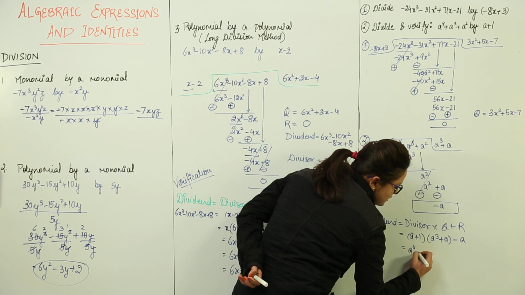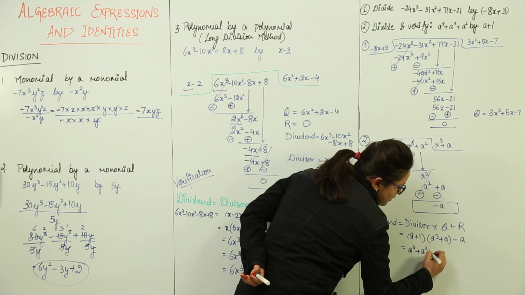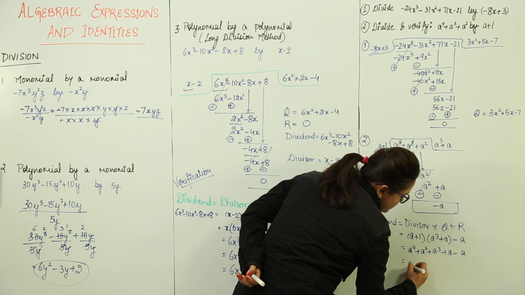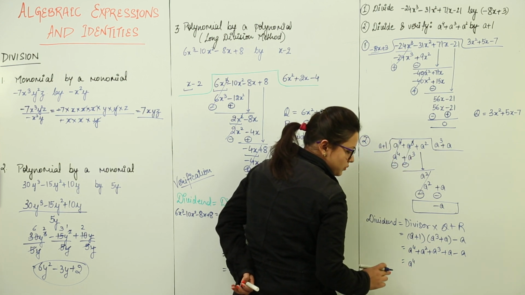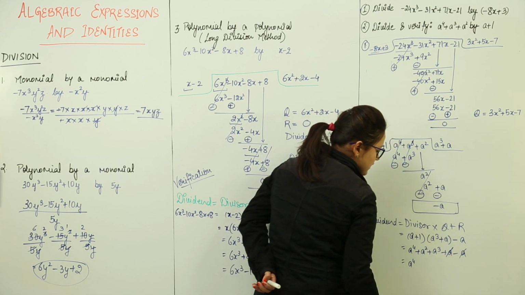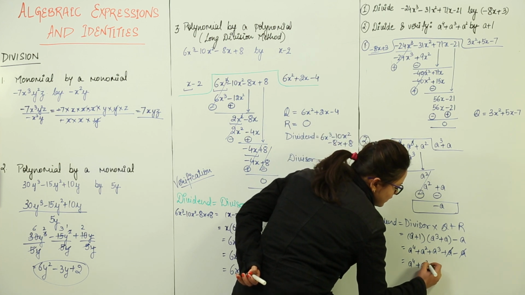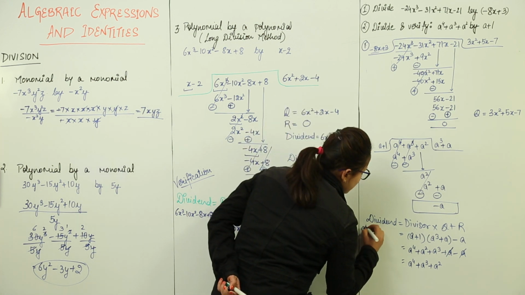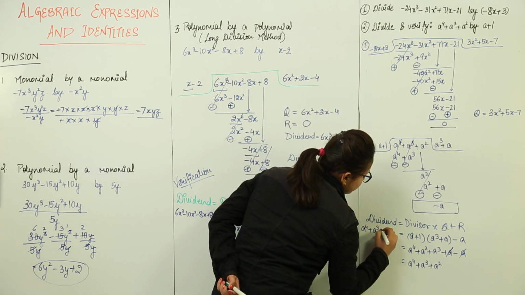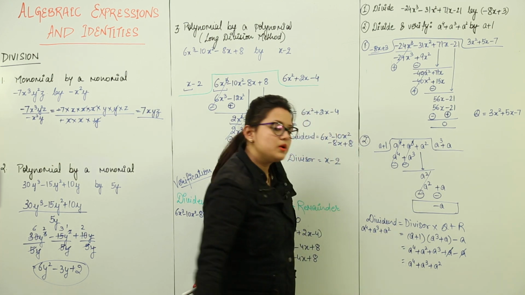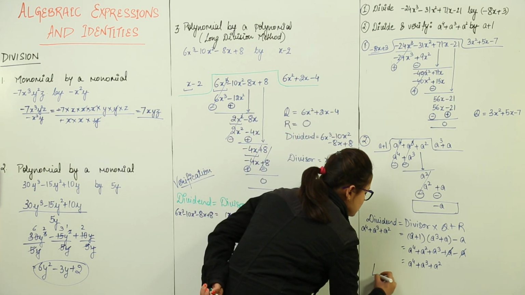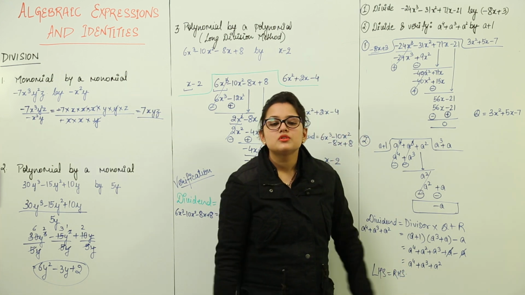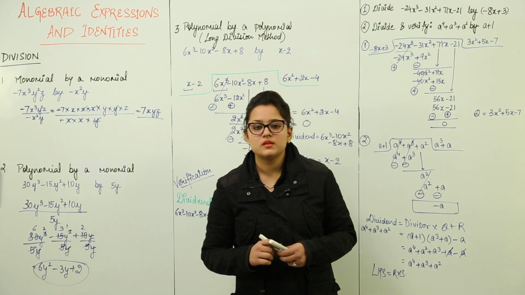It becomes a raised to power 4 plus a square plus a cube plus a minus a. A raised to power 4 remains as it is. Plus a and minus a get cancelled. We are left with a cube and a square. What was our dividend? It was a raised to power 4 plus a cube plus a square. Is it coming equal? Yes, it is coming equal. That means the left hand side is equal to the right hand side, hence verified. So this is how we do the division of algebraic expressions.